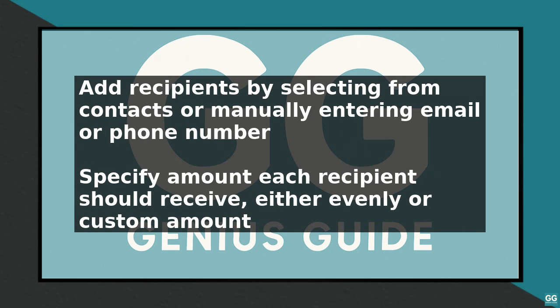Once you have specified the amounts, review the payment details to ensure everything is accurate. This includes the total amount, the recipients, and the amounts each recipient will receive. If everything is correct, confirm the payment and Zelle will initiate the split payment. The payment will be sent to each recipient separately, and they will receive a notification with the payment details.